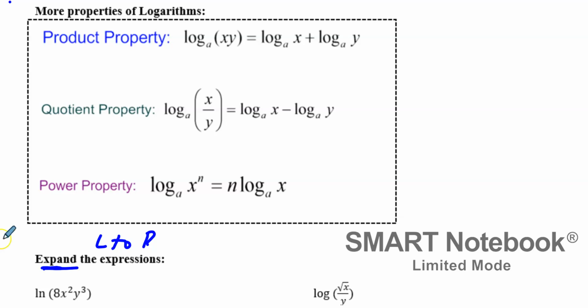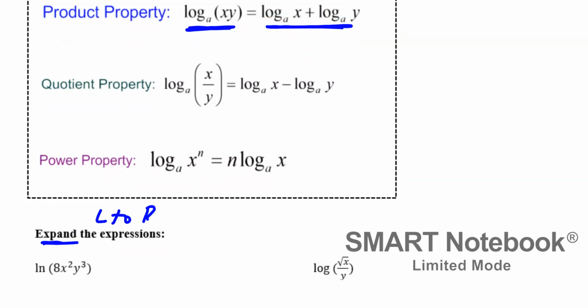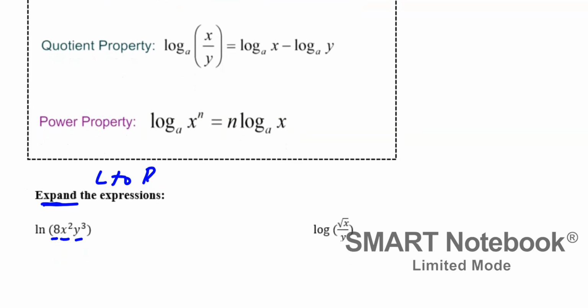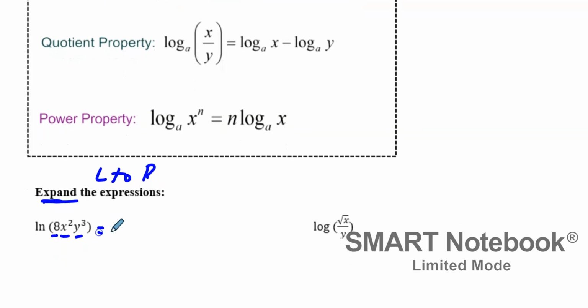If we look at this first one, this says ln of 8 times x squared times y cubed. And this reminds me of the first product property. Log of two things multiplied leads to two separate logs being added. So in this example, we have 1, 2, 3 things being multiplied. So what we're going to do is create 3 separate logs, or 3 separate ln's. So this is going to be equal to ln of 8 plus ln of x squared plus ln of y cubed.